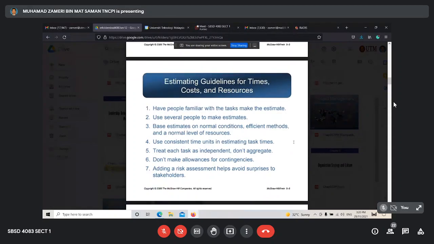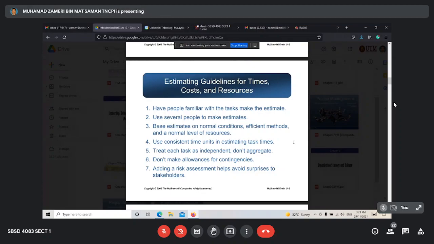Okay, estimating guidelines for time, cost, and resources. Before we forecast something, before we estimate something, the people who are going to propose the forecast data must be familiar with the situation. So this is one of the responsibilities of the project manager. When the company appoints you as a project manager, that means you are a knowledgeable and experienced person. So you are familiar with all the situations.